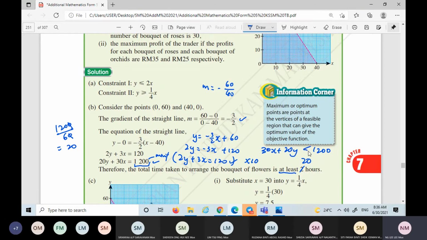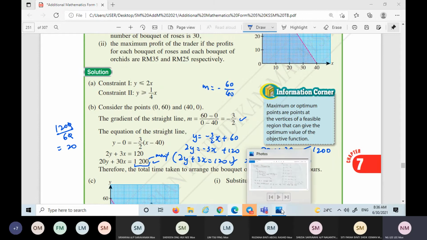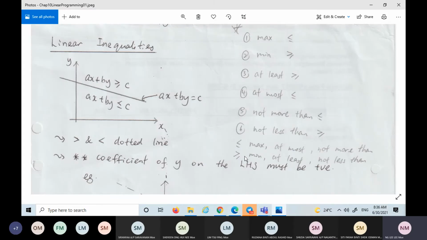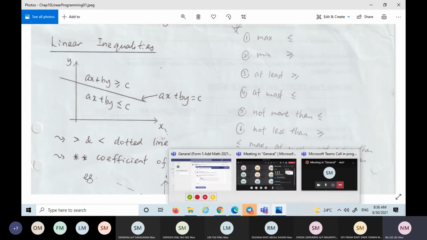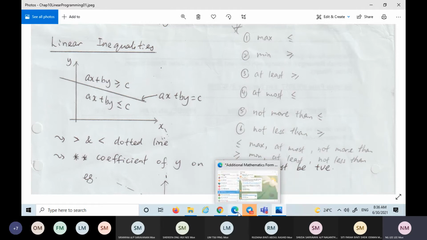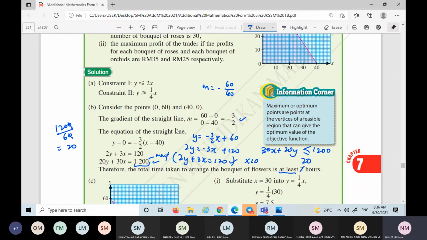So below should be this inequality sign. At least, let us check. At least is bigger than, it should be at most. If below the line, it should be at most. Wow, headache. Almost like everything wrong. So this one change to at most. So you can change in your books. Change this at least to at most, and then change this 2 to 20, and then change just now the 30 and the 20, they are swapped.